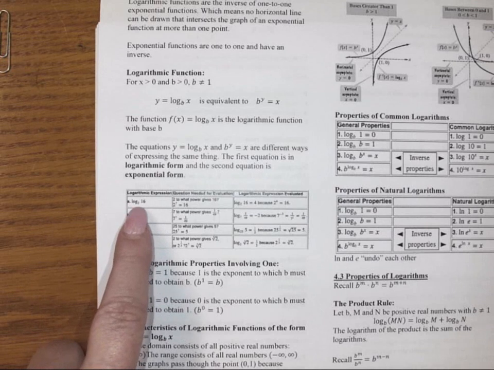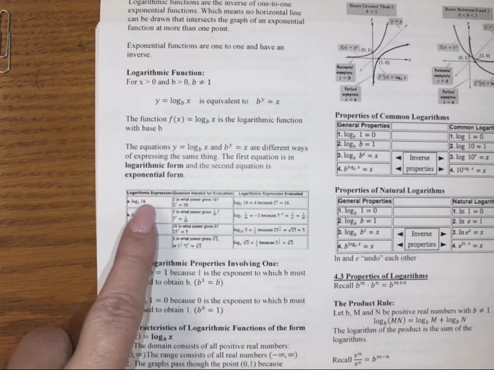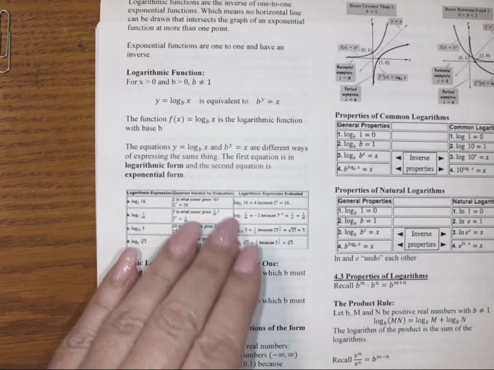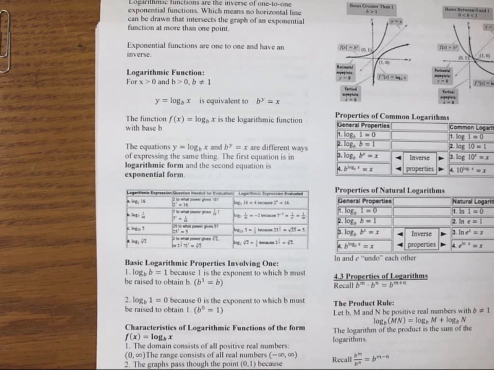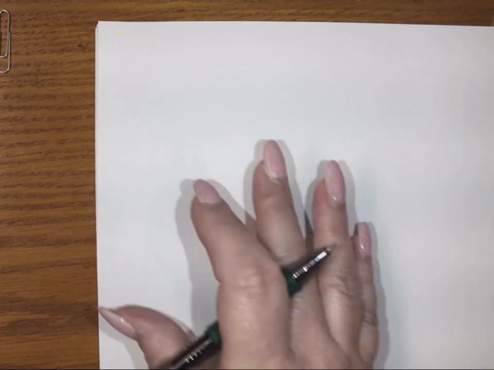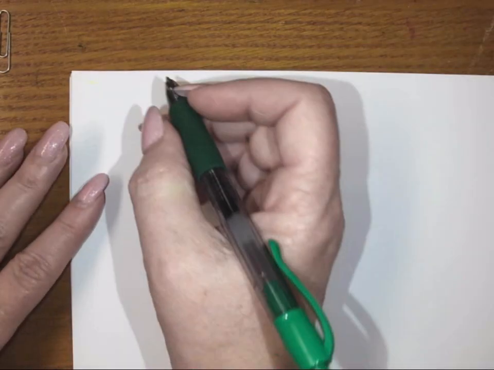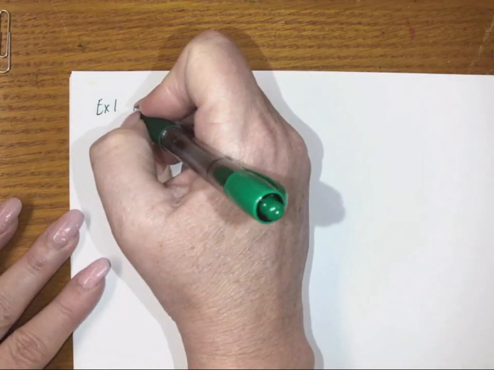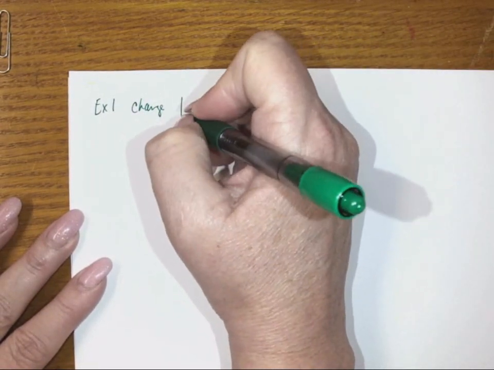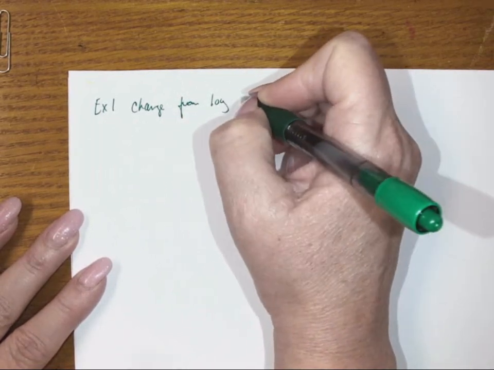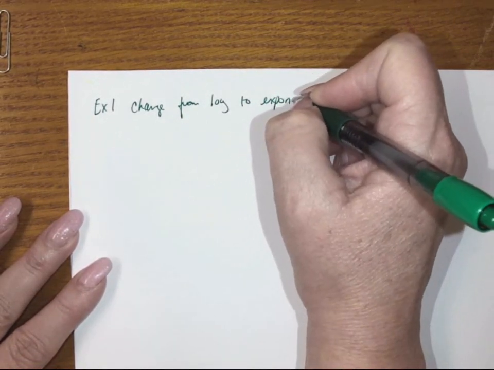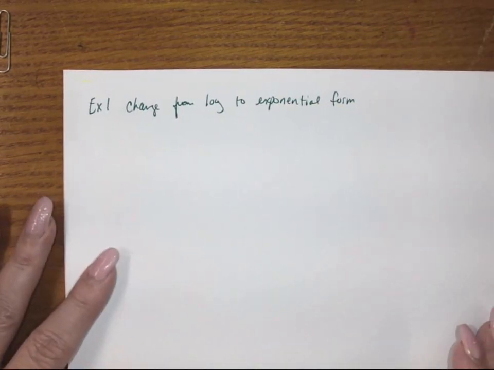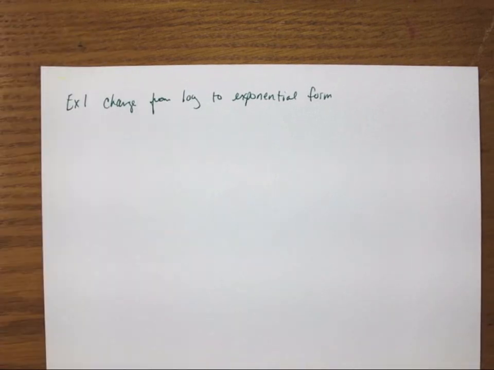So log base 2 of 16 is basically asking what exponent, what power of 2 gives 16. You can look at those. We're going to do some problems to understand this in a bigger setting. So when we're looking at example 1, we're going to change from log to exponential form. It's logarithmic, but I'm going to write log because it's a lot shorter to write.